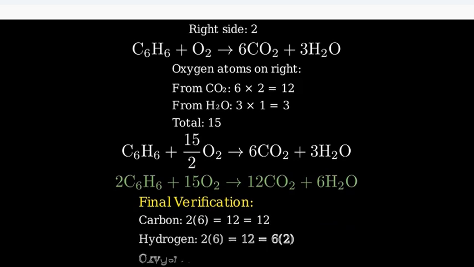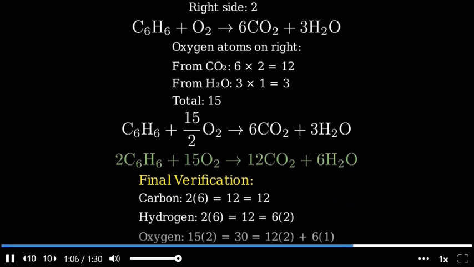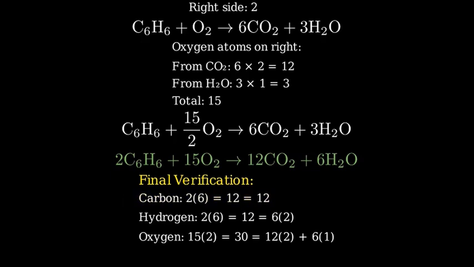Let's verify our balanced equation by counting atoms on both sides. For carbon, we have 12 atoms on each side. For hydrogen, we have 12 atoms on each side. And for oxygen, we have 30 atoms on each side.